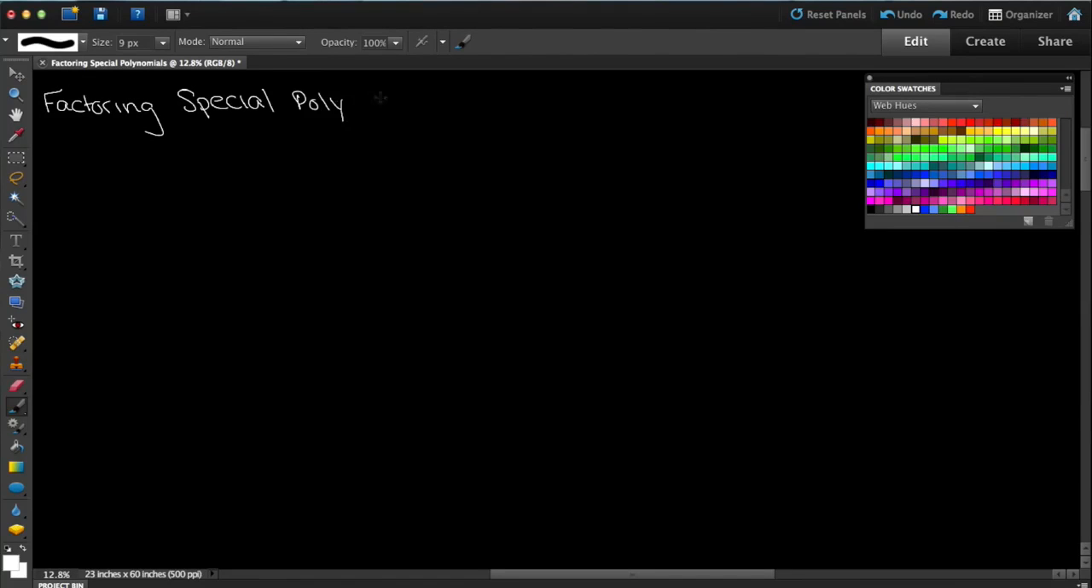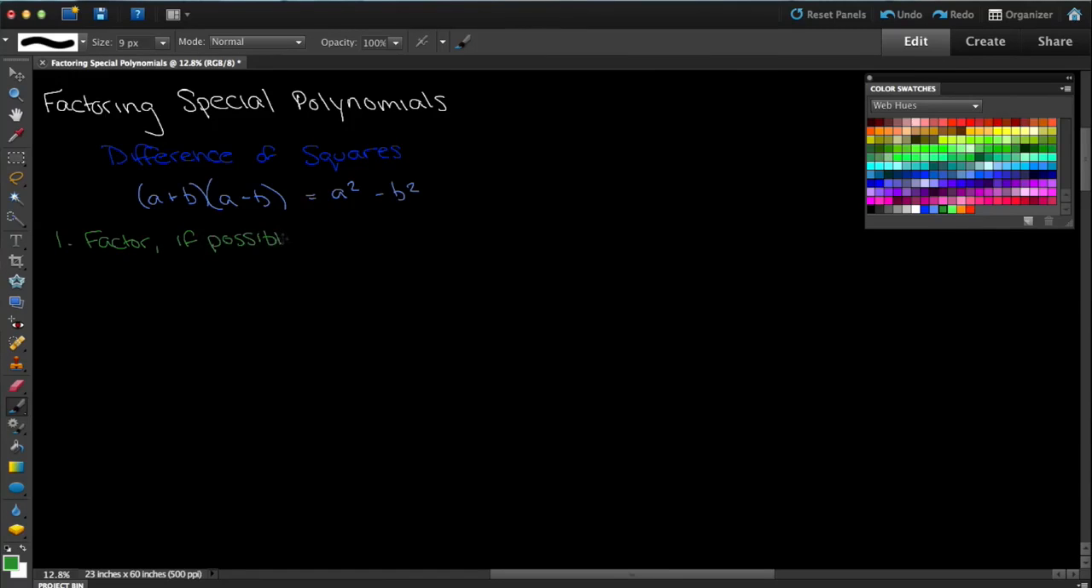Factoring special polynomials. Let's start with how to factor the difference of squares. This follows the formula a plus b times a minus b equals a squared minus b squared. Let's do a few examples. For each, factor if it's possible.